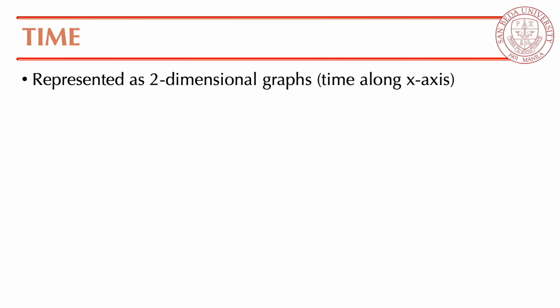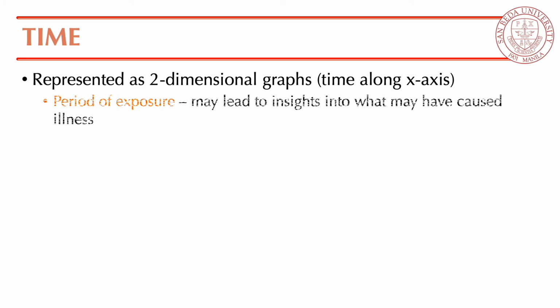Now, you will notice in all of the graphs featuring temporal trends of diseases that the x-axis of these graphs represent time, while the y-axis represents the number of cases. Now, in such graphs, the periods of exposure to various agents can be marked. Now, by noting how disease cases appear post-exposure, we gain insight into which particular agent may have caused the illness.